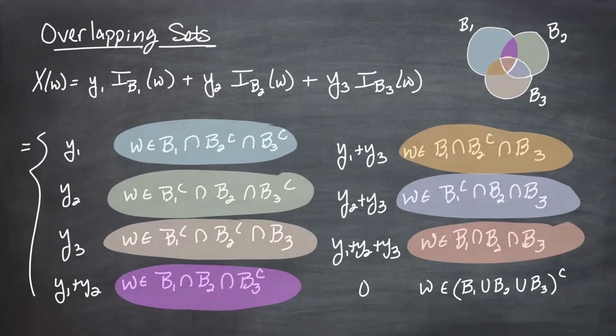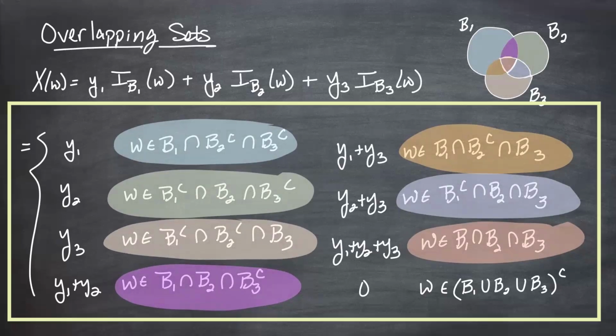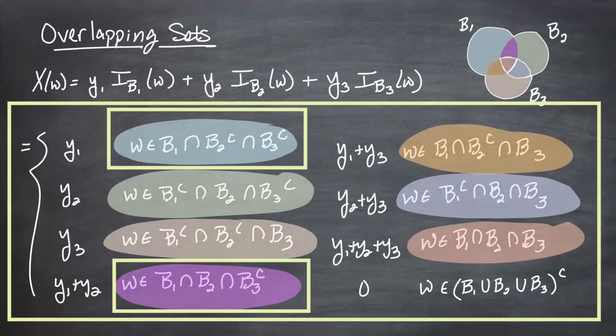So if you compute the expectation using this representation up here, which is not canonical, the first term in that expectation is going to be y1 times the probability measure of b1. If you compute it using this canonical partition down here, you're going to get y1 times the probability measure of this set. And you're going to get y1 plus y2 times the probability measure of this set. And you can distribute that probability measure, so you'll get y1 times the probability measure of this set plus y2 times the probability measure of this set.